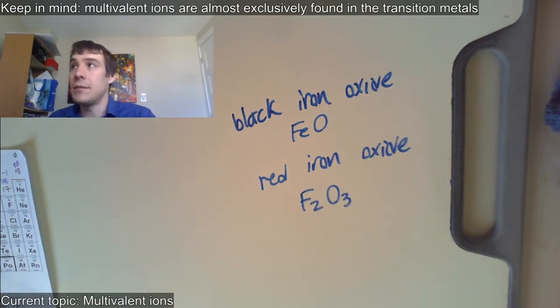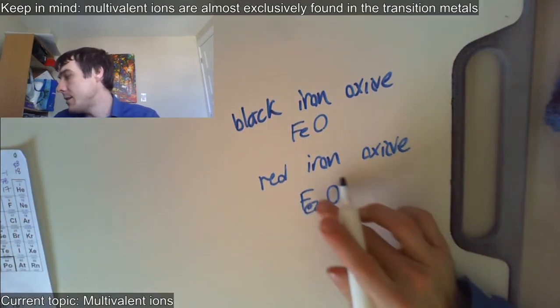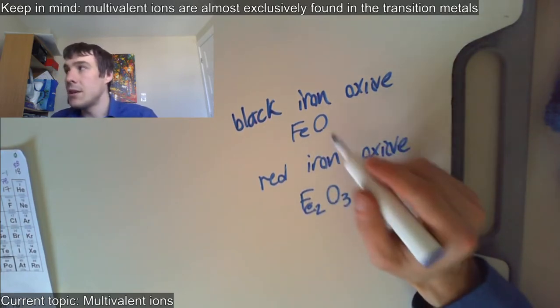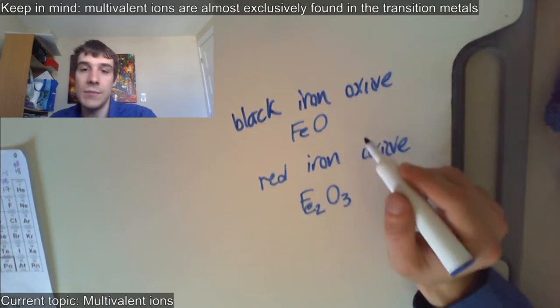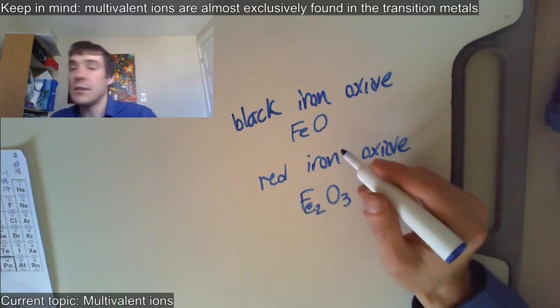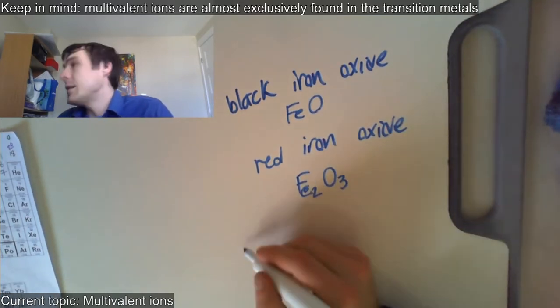How can this happen? Well, the only way that it can happen is if the iron has a different charge between the two molecules, because we know oxygen is always a 2 minus. Oxygen is always a 2 minus. So our oxide is always a 2 minus. So we can use that to figure out what the different irons are.